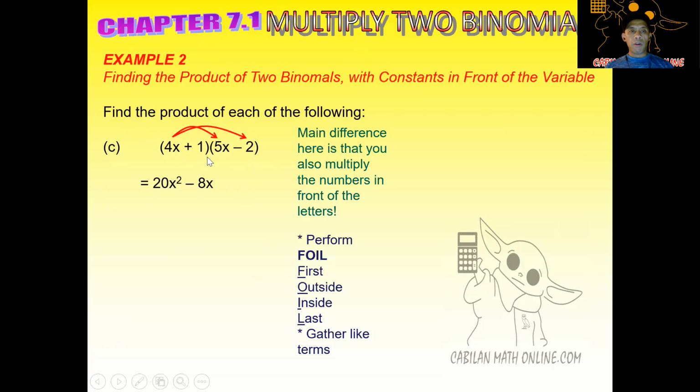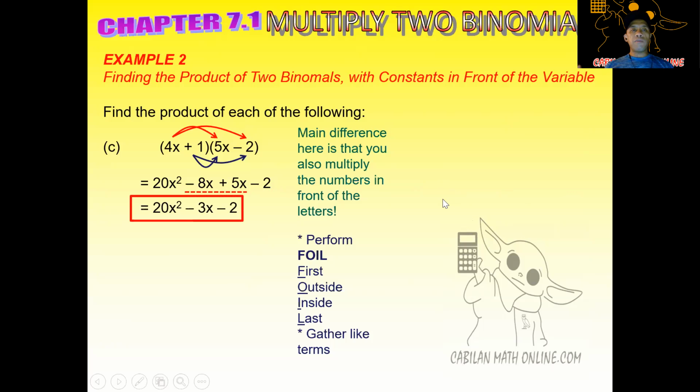And this one here, we're going to take the 1, multiply it to the 5x, and the 1 multiply it to the -2. So this is going to give us plus 5x minus 2. And as we've done in every example so far, the two middle terms, you're going to group them together. So -8x plus 5x is going to give us -3x. So the final answer for this will be 20x squared minus 3x minus 2.